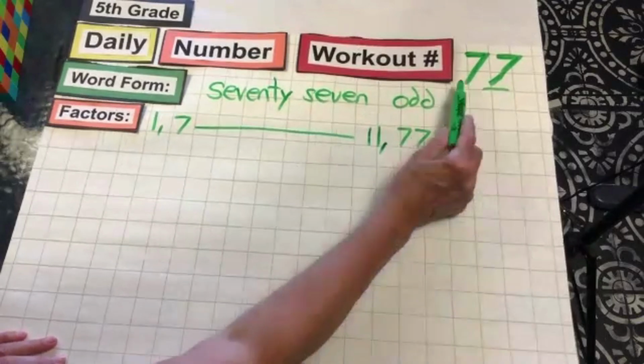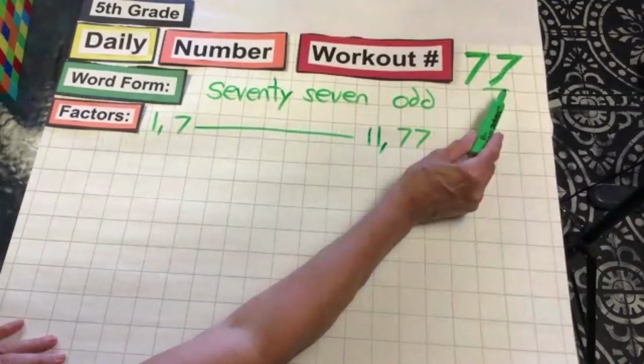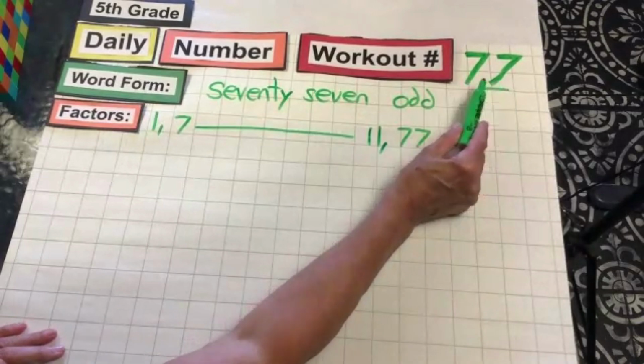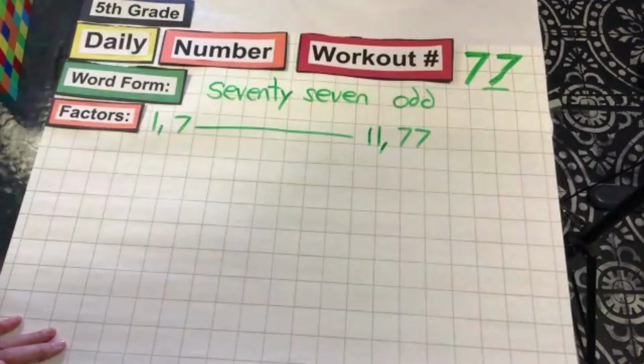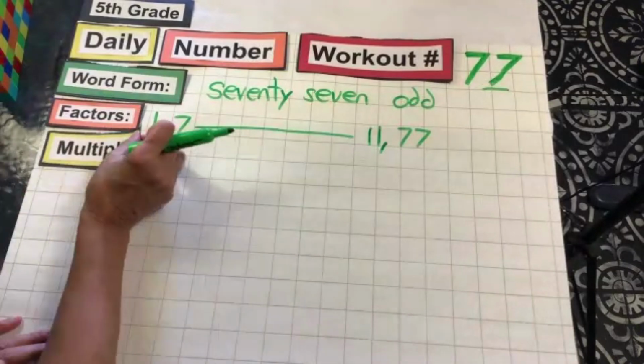9 doesn't go in because 7 plus 7 is 14. Then 1 plus 4 is 5. It has to add up to 9. 10 doesn't go in because it doesn't end with a 0. So we're good and done with this.